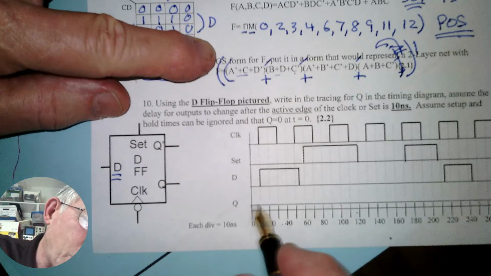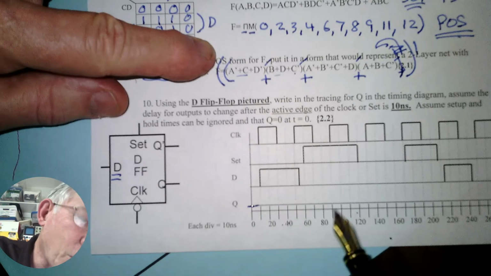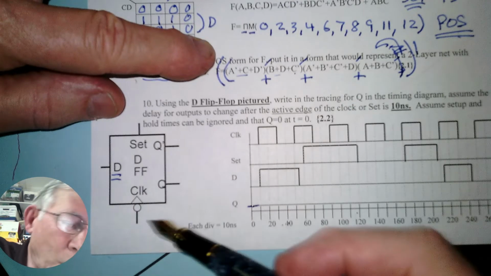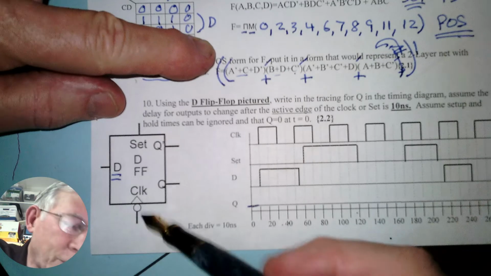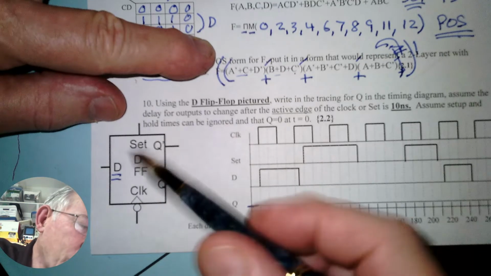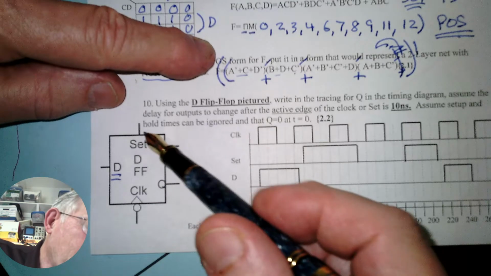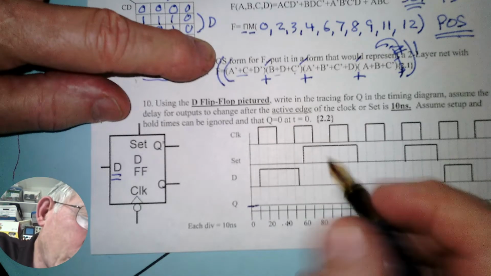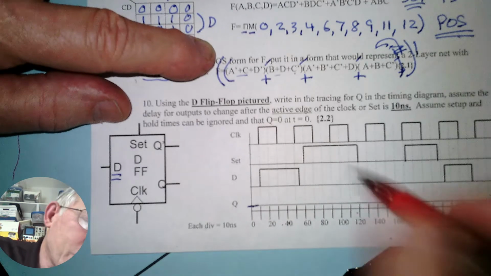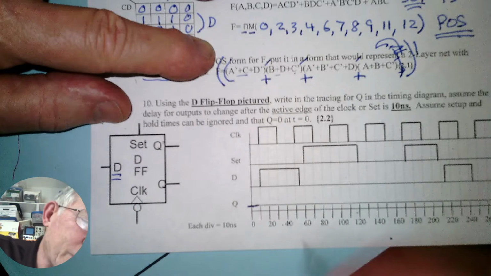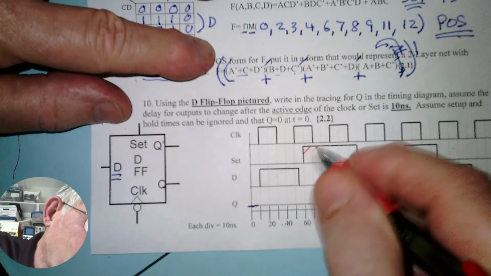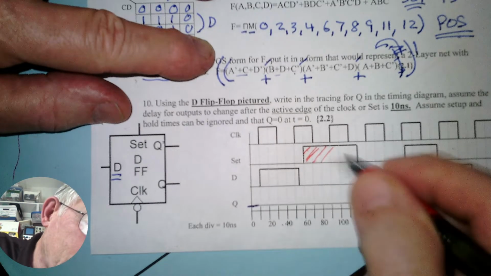So we know Q starts here at 0. So let's first look at this. So what kind of clock does it have? Well, it has a falling edge clock. And the set, is the set active high or active low? Well, there's no bubble, so the set is active high. So we color in everywhere where the set is going to be active. So it's going to be active where it's 1. So that's going to be in these little areas right here.